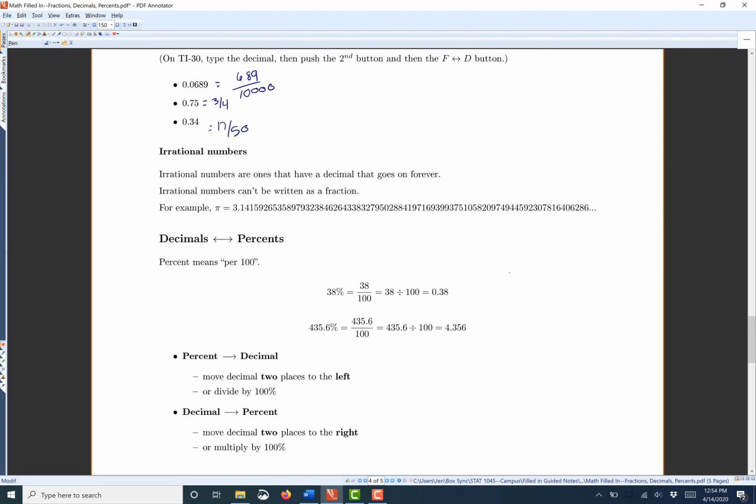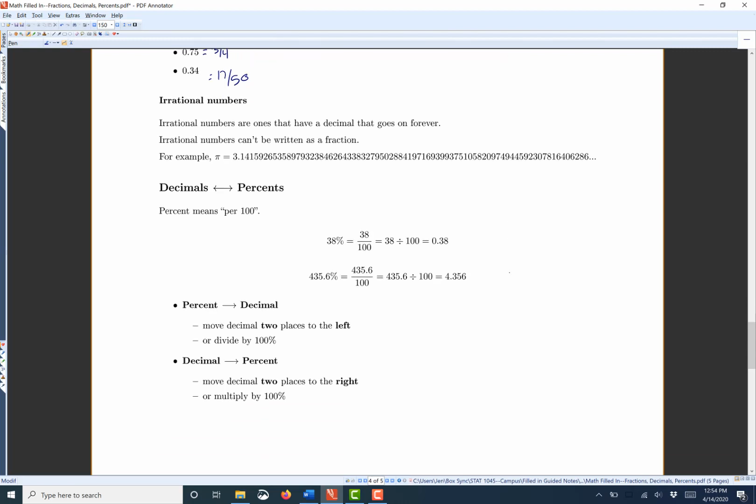Next is decimals to percents. Now, in this class, you will want to be able to make everything a decimal if asked. That's quite common. We work with decimals a lot, and we work with percents a lot. We don't really care about fractions too much. We mostly care about decimals and percents. So let's do decimals to percents and back again.